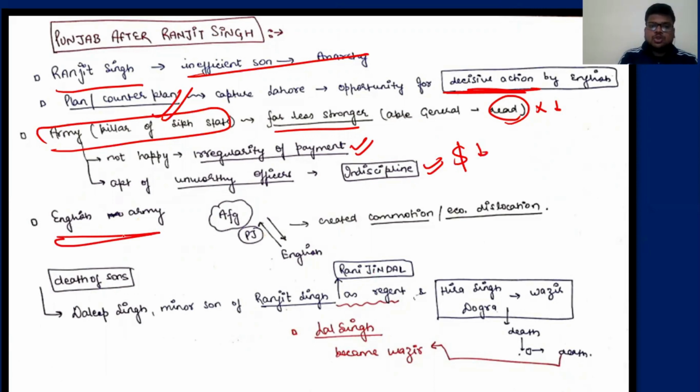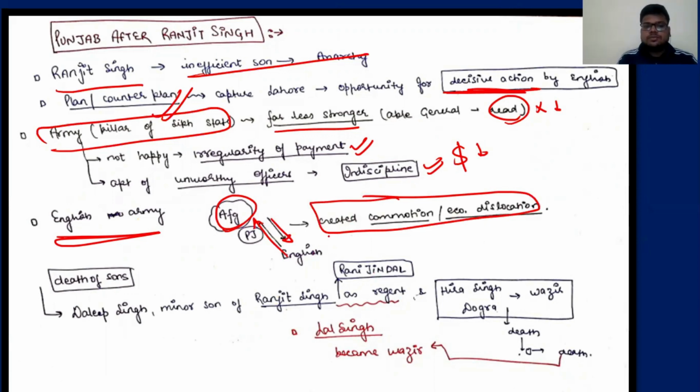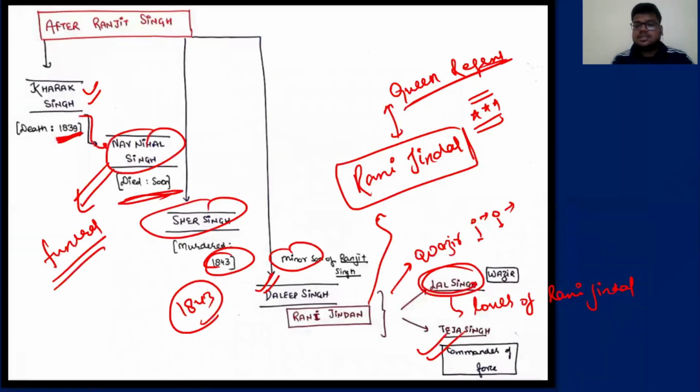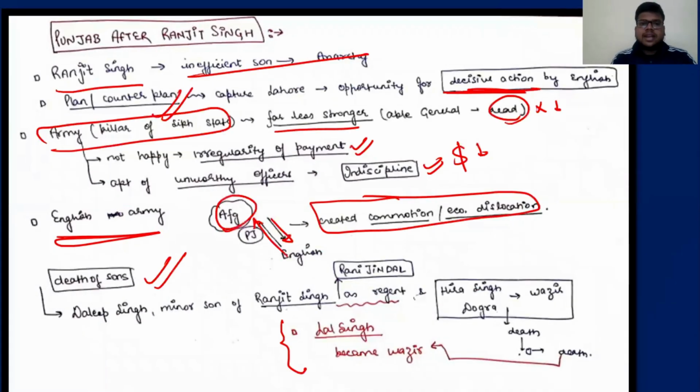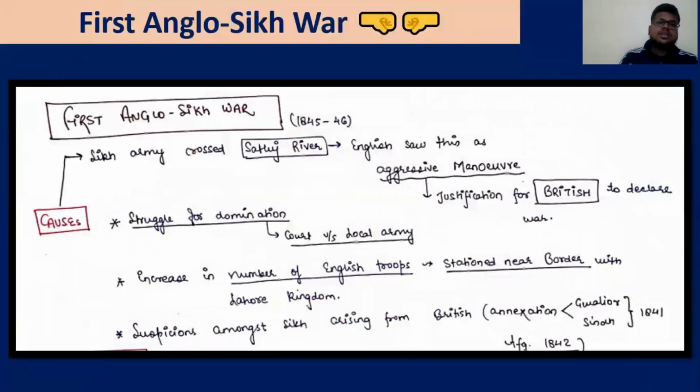The British army used to get to Afghanistan through Punjab, so it created a lot of commotion and economic dislocation. Death of the sons, as we have discussed, and finally they settled on Lal Singh as the wazir, and Mr. Teja Singh as the commander of the force. Remember the Lal Singh name. That then became the context of the first Anglo-Sikh War.